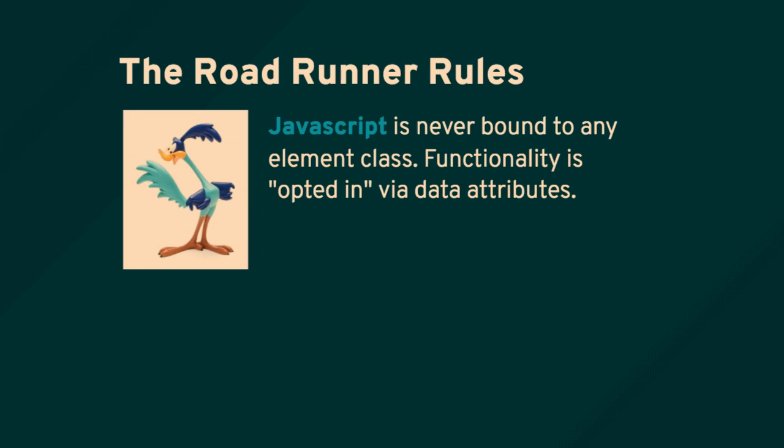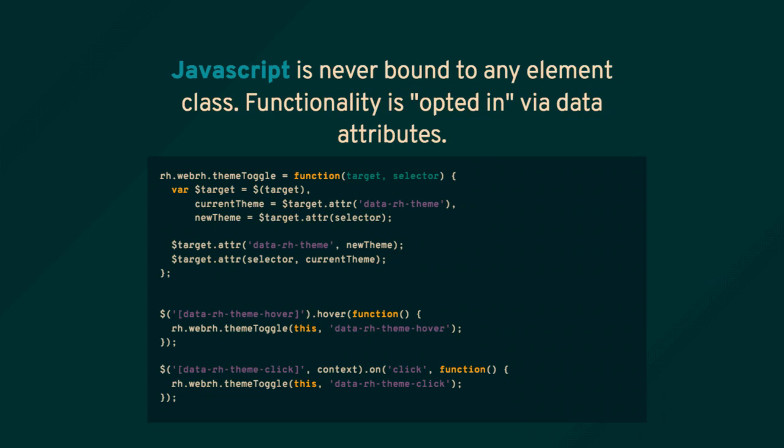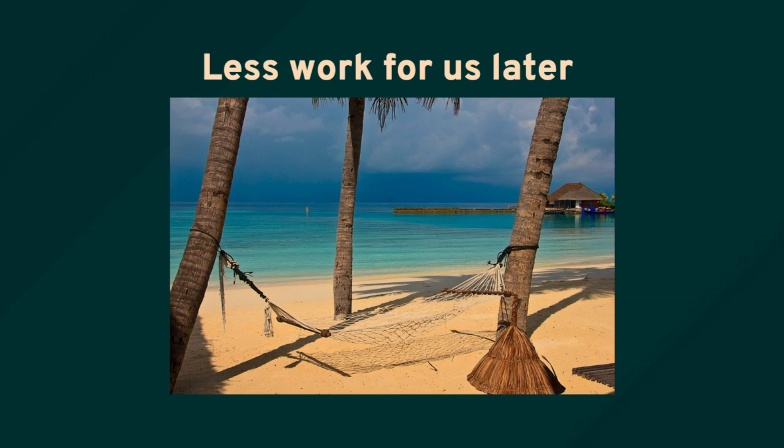JavaScript is never bound to any particular element class. We're using those data attributes again. That way we can have reusable functions and we can apply them to different components in our design system. So we can have little hover state attributes or click attributes or toggles, etc. Which means less work for us later. If we don't have to fight ourselves, we can just establish a rule set and move forward and go to Hawaii, or at least we can dream, can't we?